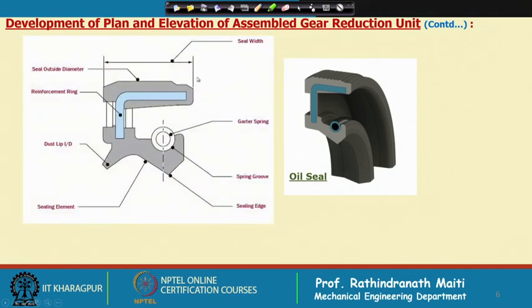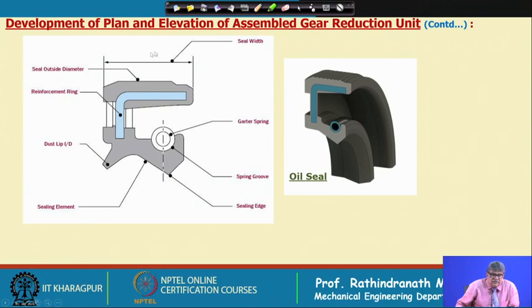Now, if we look into more details, as you see here, this is the width of the seal. When you find a manufacturer's catalog or any standard, these are standardized also. You will find that this is the outside of the seal that will sit on the cover, this is the seal width, and this will be the inside diameter. This is called the sealing edge, and this is the spring groove. Here the spring is put, it is called a garter spring. There is also a dust leaf. This simply touches the shaft, and here this will touch with pressure. This is the sealing element, and this is the reinforcement ring. This is usually metal, it has to be metal, and this is the outside diameter.